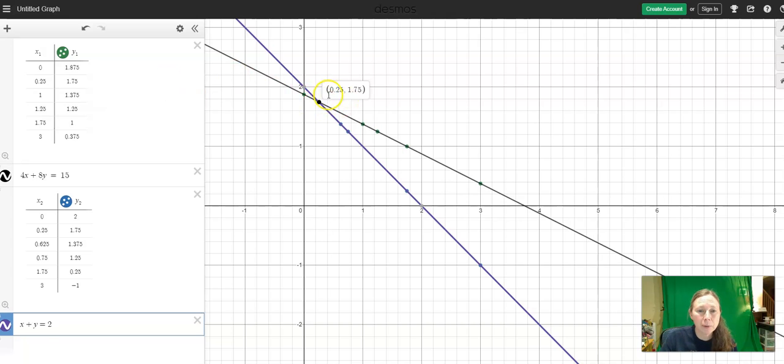So this 0.25 and 1.75 represents the number of pounds of raisins, that's on the X, and the number of pounds of walnuts, that's on the Y, that you could get if you're going to meet both constraints, if they add up to 2 pounds and the total cost adds up to $15. That's the nature of a system of equations. We have two relationships, two sets of constraints.